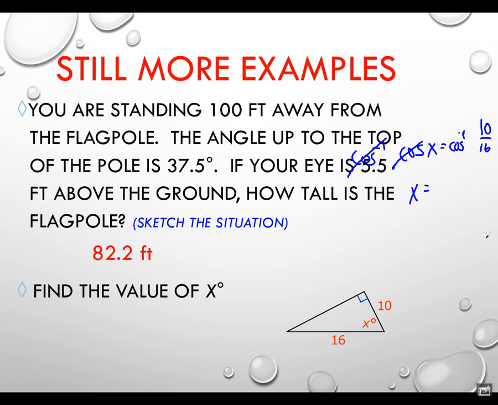And then put that in your calculator. Inverse cosine of 10 over 16 is 51.32. What did you do wrong? I don't know. Did you use sine? No. Oh, I used tangent. I don't know what I was doing. I wrote cosine, but I did tangent. I understand. That happens sometimes.